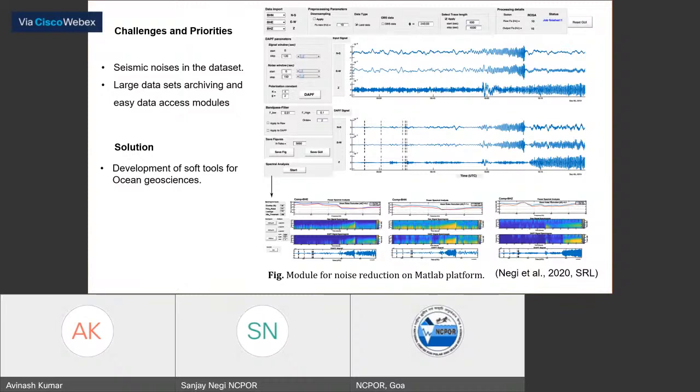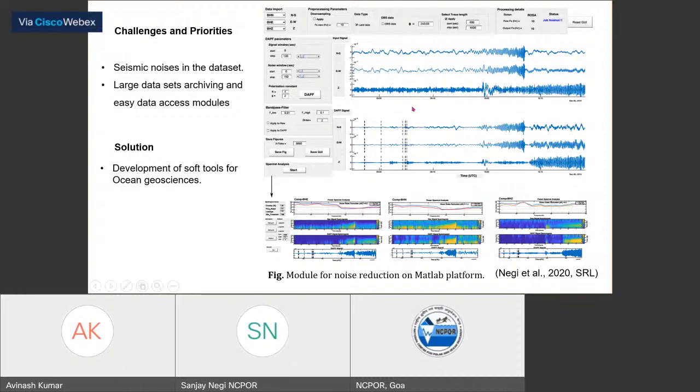So what are the challenges exactly when we see the data? There is a lot of seismic noise in the data set. And second, large data set archiving has to be done, and easy data access modules should be ready to study such a large data set. So what could be the solution for such challenges and the priorities we have to make while studying this ocean bottom seismometer data? The solution is to develop software tools for ocean geosciences.